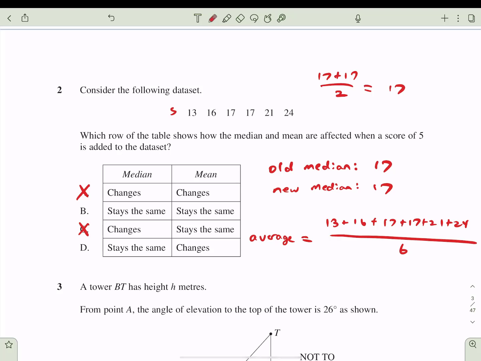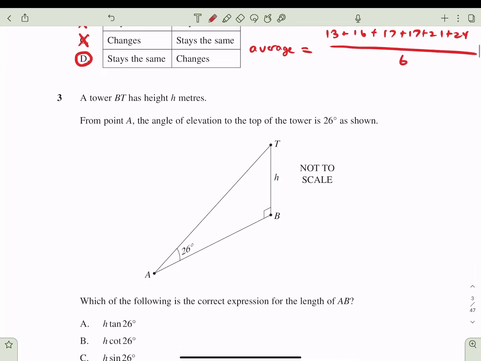So what I mean is when I add in the number 5, we can see that this is significantly lower compared to the rest of my data values. And if it's significantly lower, then that means it's going to drag down my average. I don't need to calculate exactly by how much it drags it down, but I just know it's going to drag down my average because 5 is such a low number. So therefore, I now know that the mean will have to change. It's definitely going to get dragged down. So my answer cannot be B, and my answer is D. So no calculations needed for the mean. You can pretty much just find out the answer just by looking at it.